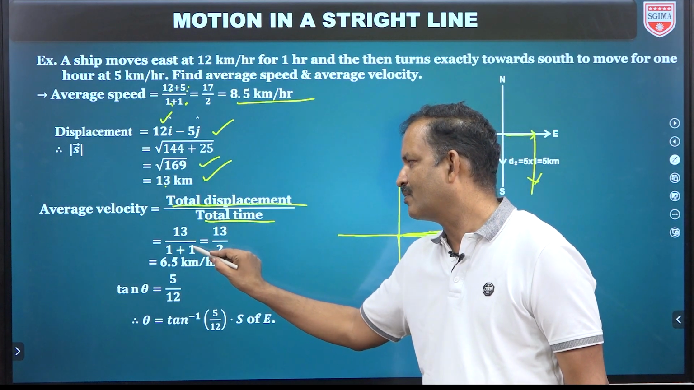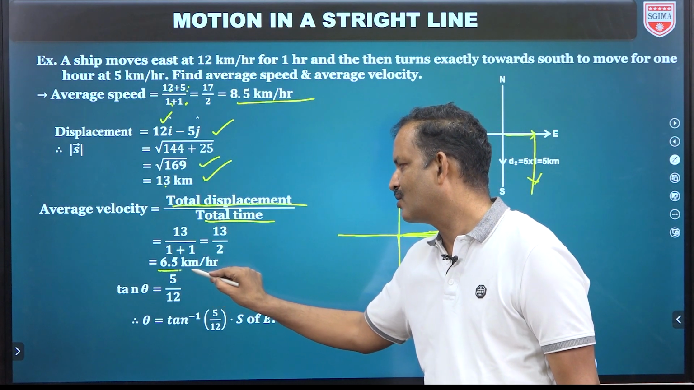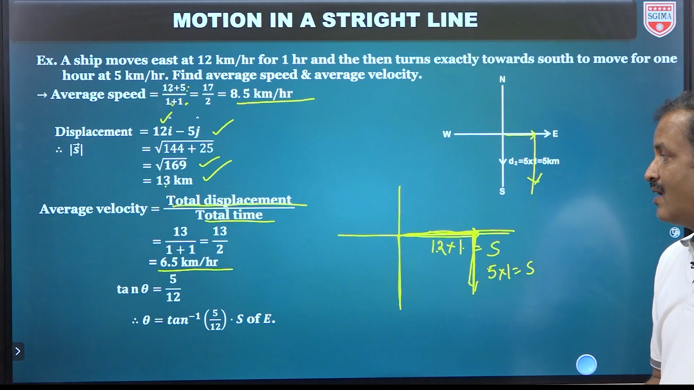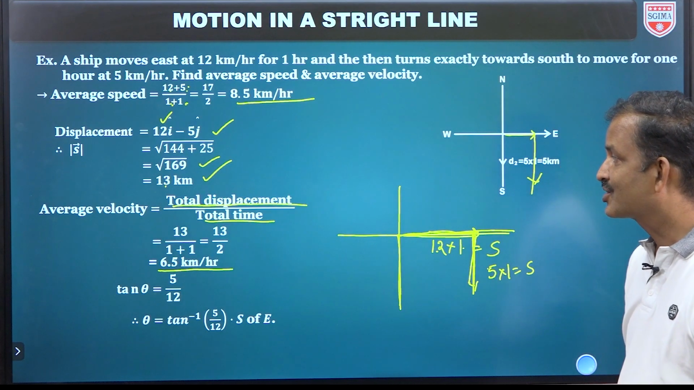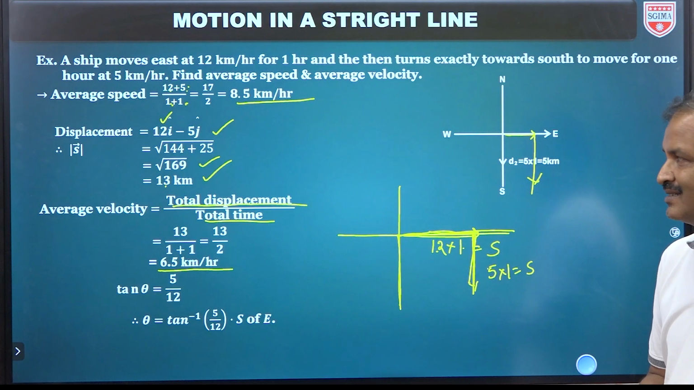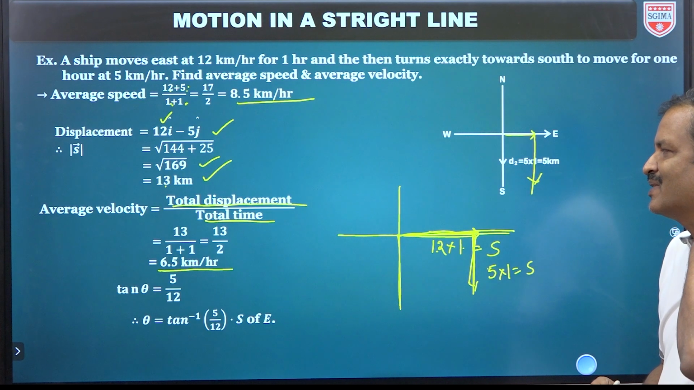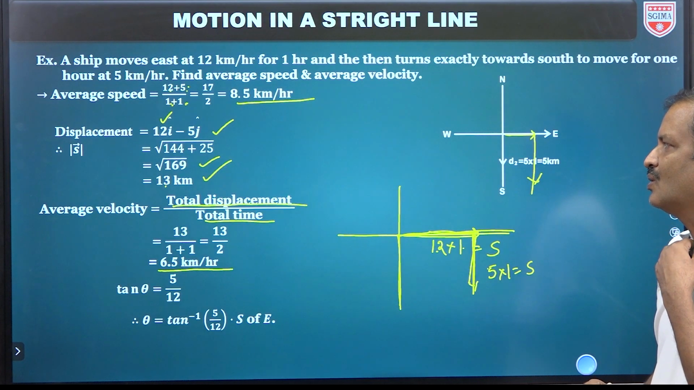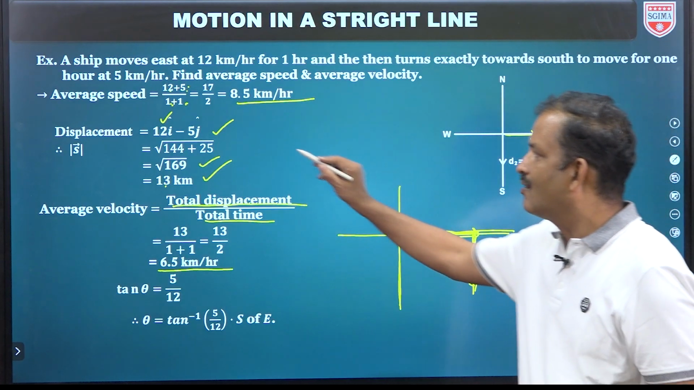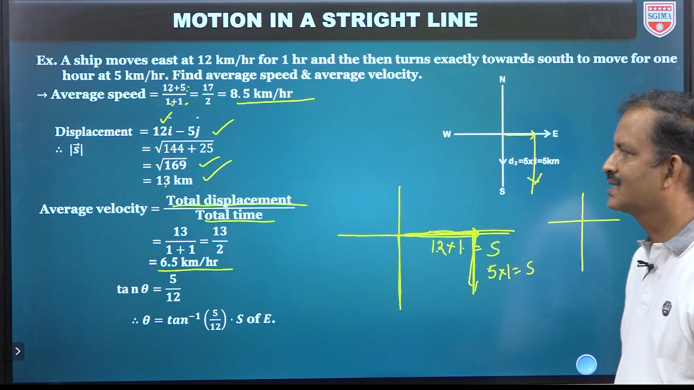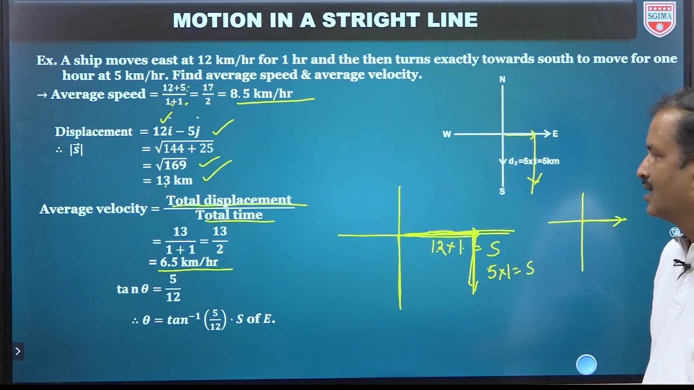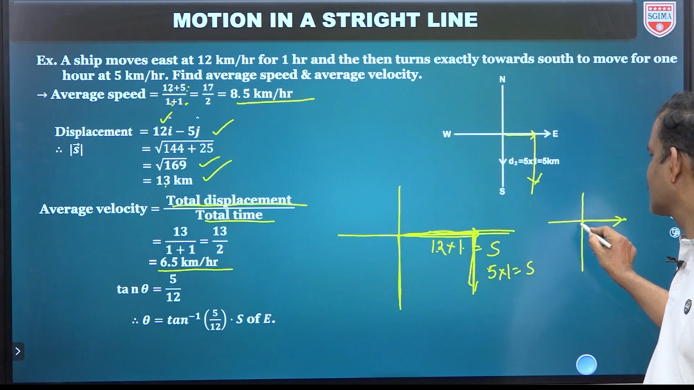13 by total time, 1 hour plus 1 hour. 13 by 2, 6.5 kilometers per hour. This is average velocity. For average velocity, we have to tell the direction also. Velocity direction is displacement direction. So, displacement is in what way? 12i means towards east, next minus 5j.